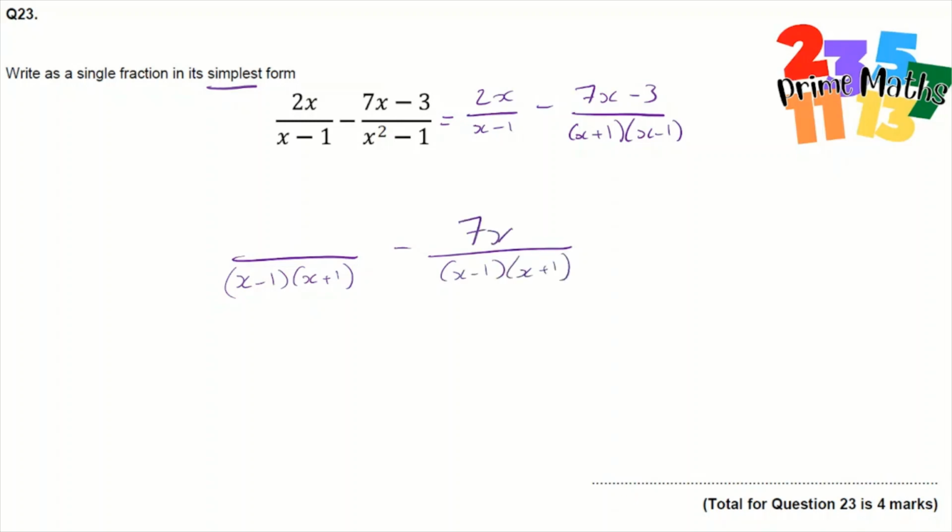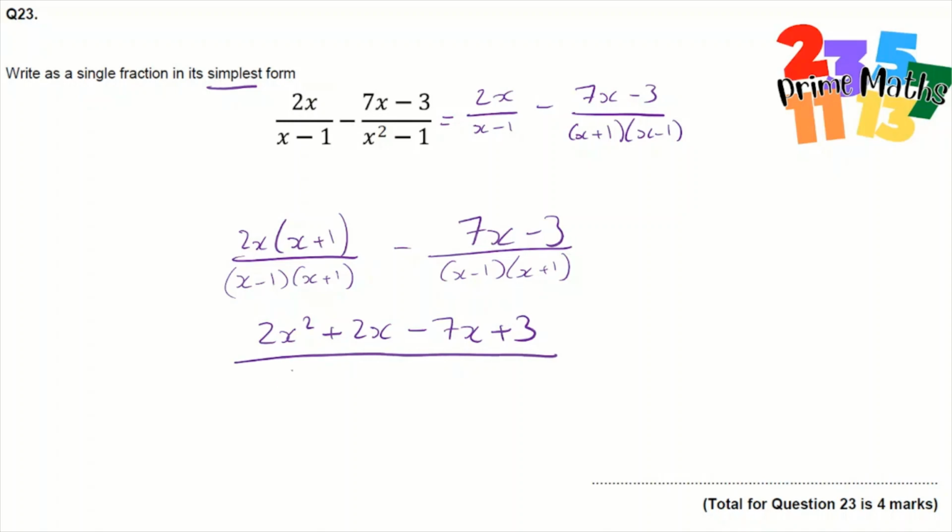The second fraction is already there. The first fraction I need to multiply by x plus 1. I'm then going to expand the bracket on the top out but leave the bottom as it is. So we get 2x squared plus 2x minus 7x. And remember, I'm taking away a negative 3, so that will become plus 3. And I can write all of that over our single denominator of x minus 1 and x plus 1.